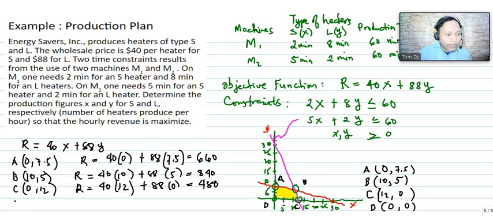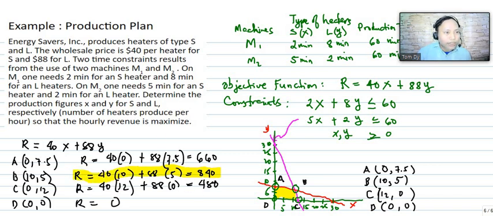For point D, we have 0, 0. Definitely, there is no revenue for this one. So if you have noticed, the maximum revenue is 840 for this case. Therefore, this will be our solution.